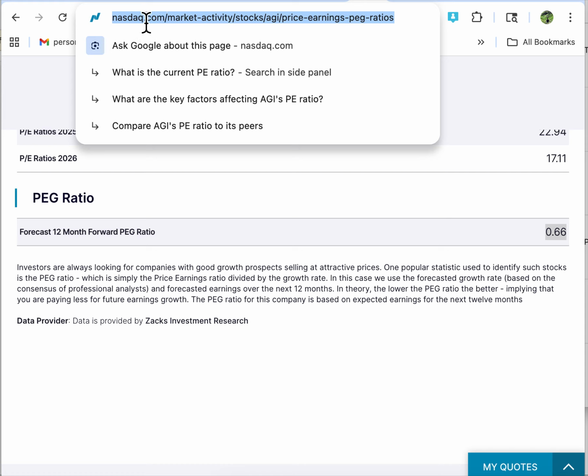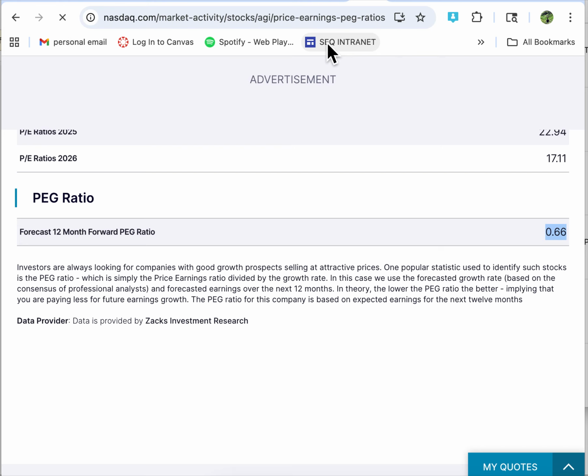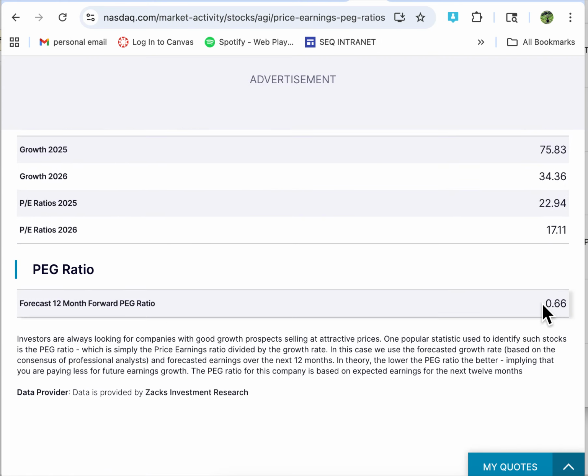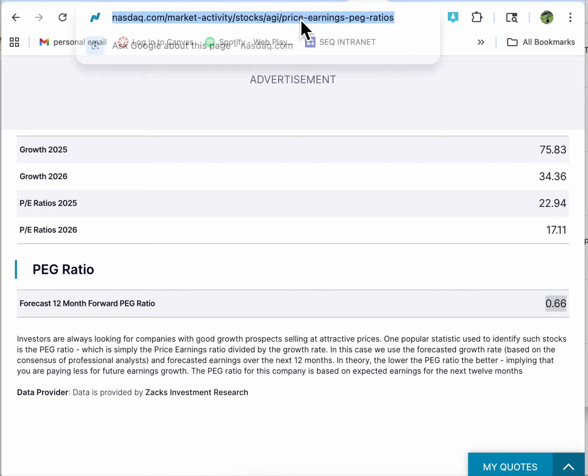So it's NASDAQ. I put that in the slides too. But where it says AGI, that's because the last company I looked up was this company AGI. It's a gold mining company. So if you click that and scroll to the bottom, it tells you the PEG ratio. Usually if it's less than 1, that's a sign that maybe it's a good value. But again, there might be other things going on.